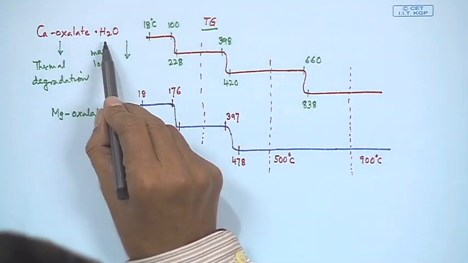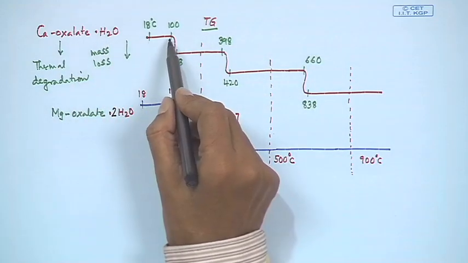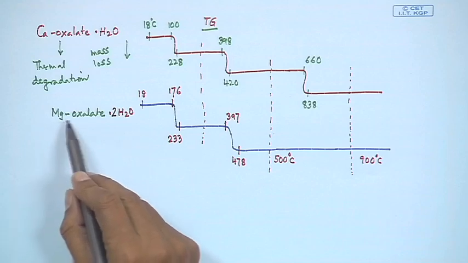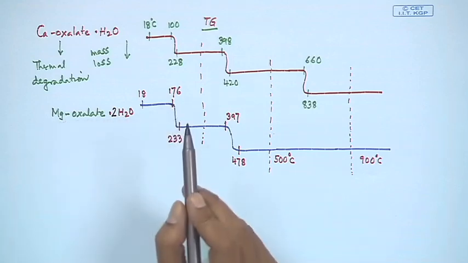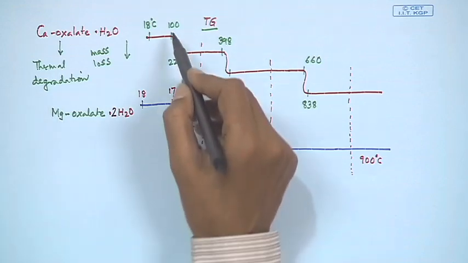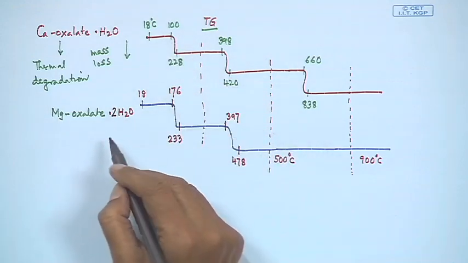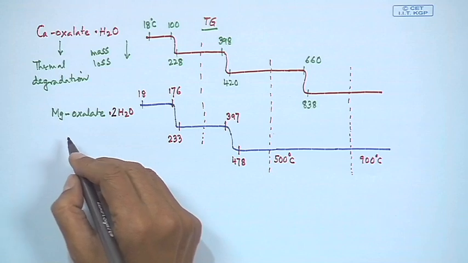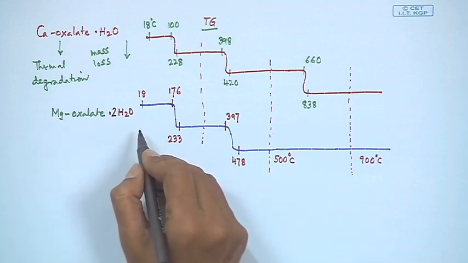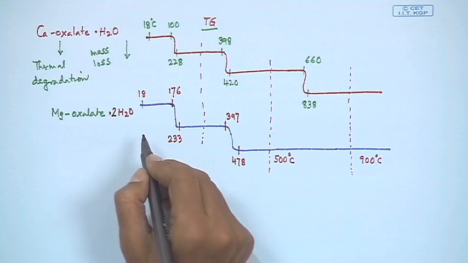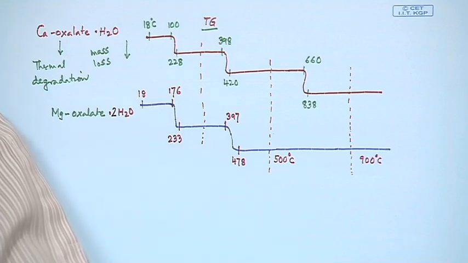So, the calcium oxalate monohydrate is stable up to 100 degree centigrade, whereas magnesium oxalate dihydrate is stable up to 176 degree centigrade. And as a result, if we select these two temperatures, those are the useful temperature ranges for our gravimetric analysis. So, how do we go for the corresponding thermogravimetric analysis, that is what we are looking for?